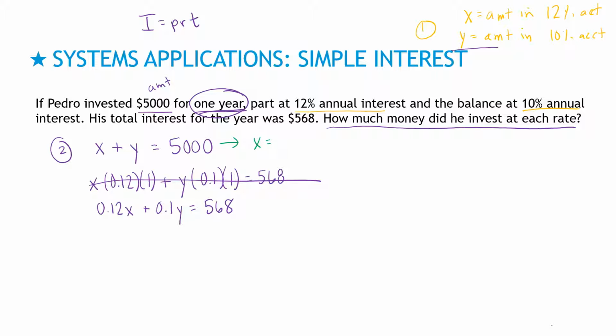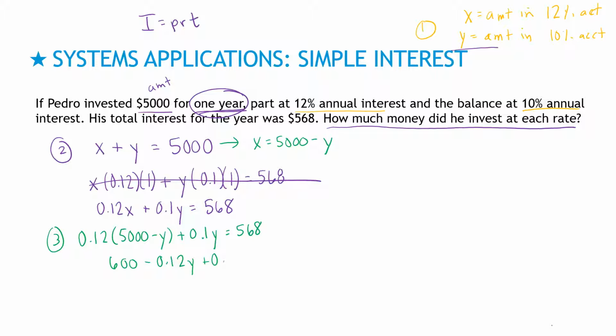I'm going to isolate X again. It doesn't matter which one you do. And now step 3, I'm going to start plugging things in and solving. So 0.12 instead of X, I'm writing 5,000 minus Y because I've chosen, again, substitution. I get 0.12 times 5,000, which is 600, minus 0.12Y plus 0.1Y equals 568. I'm going to subtract 568 minus 600 to get negative 32.